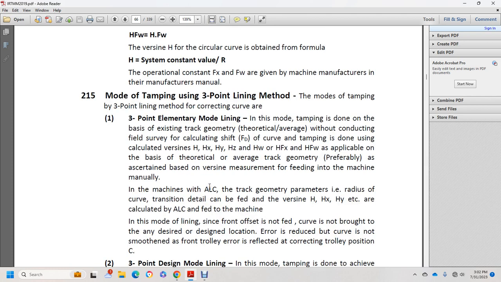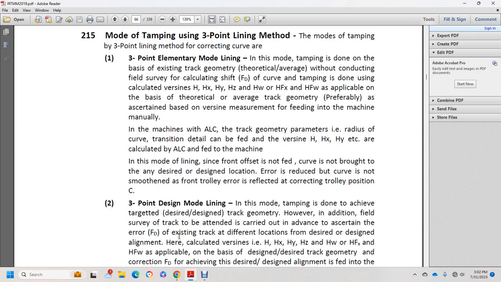In machines with automatic computers, the track geometry and parameters such as the radius of the curve and the transition details for the head, with the versine line H, HX, HY, etc., are calculated by the automatic computers and fed into the machine. And the mode for the lining is sent to the front also, but it is not fed with a curve that is not smooth within the front trolley, so the error is reflected correctly in the trolley position.